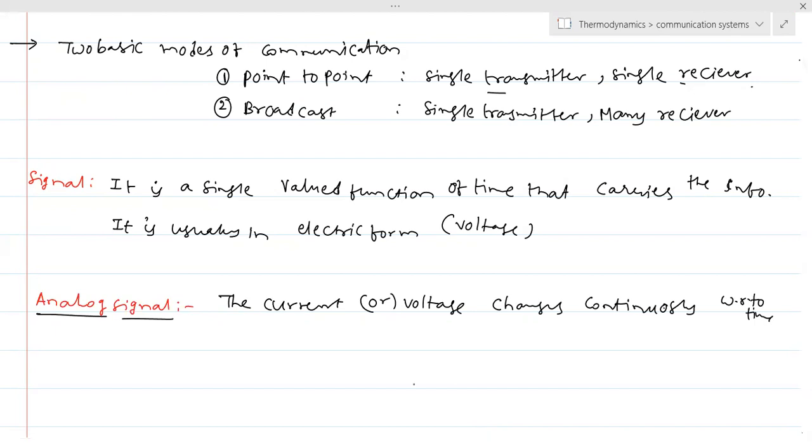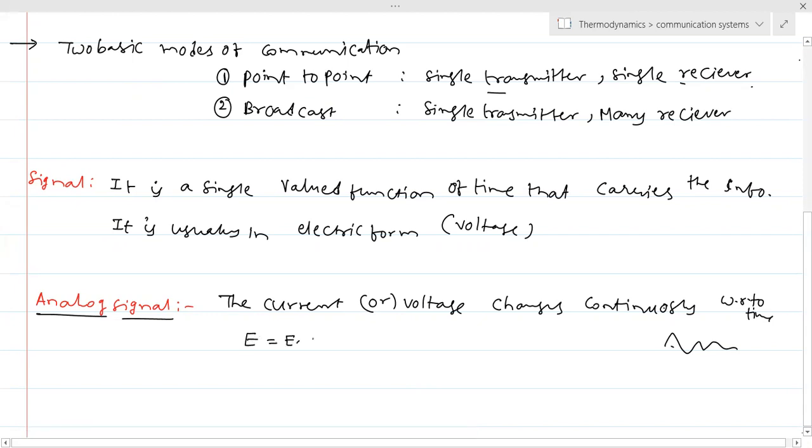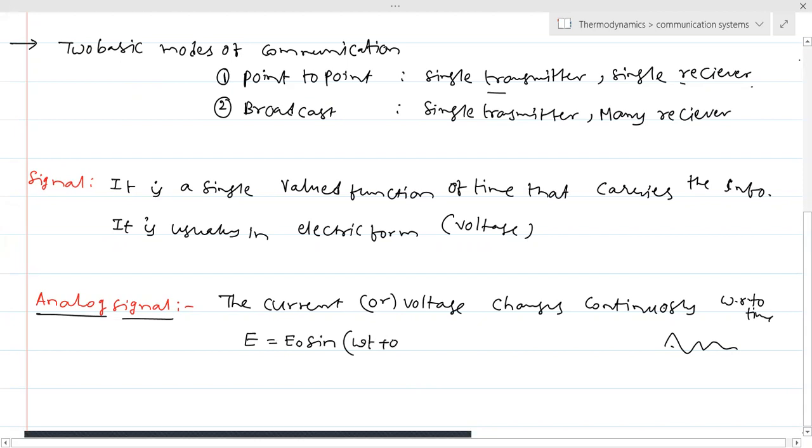So that means oxygen saturation and the BP level, everything we are going to see from a screen. So you will get curves like this, random-like curves. That means the voltage goes on changing with respect to time. So that is called an analog signal. Suppose if that is sinusoidal, we take E equivalent to E naught sin omega t plus.